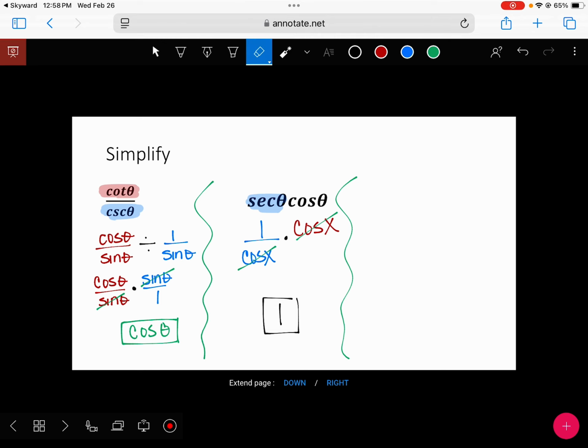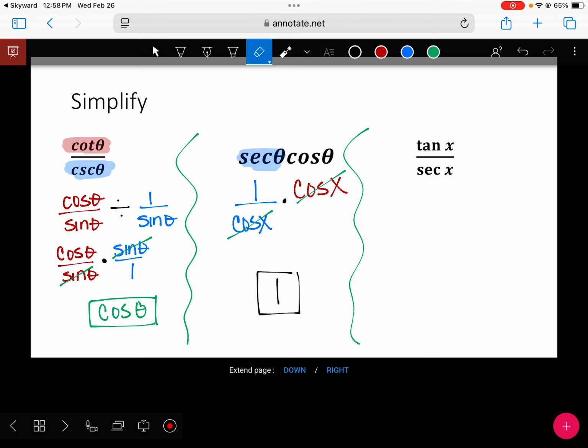All right, last one. Go ahead and copy this down, and I want you to try, because number 3 is very close to number 1, so I want you to try to do number 3 by yourself. So rewrite it in terms of sine and cosine. Do your keep, change, flip.